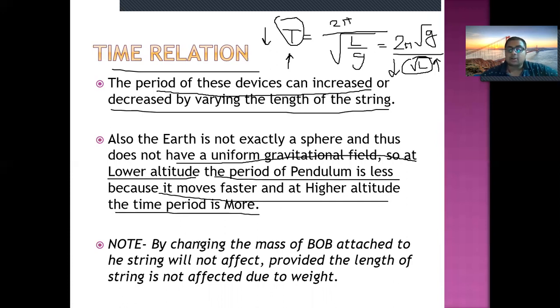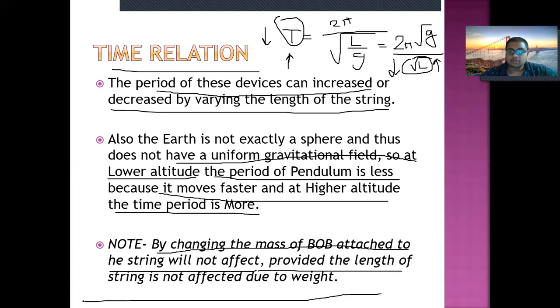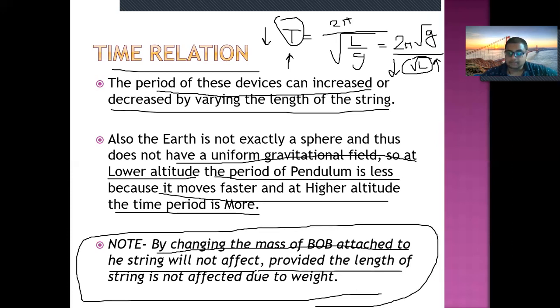Also, there is a note for all of you: changing the mass of the bob attached to the string will not affect the period, provided the length of the string is not affected by the weight. So if you increase the weight or mass of the bob, it won't affect the time period unless it changes the length of the string. In this formula, you cannot see the mass of the bob.